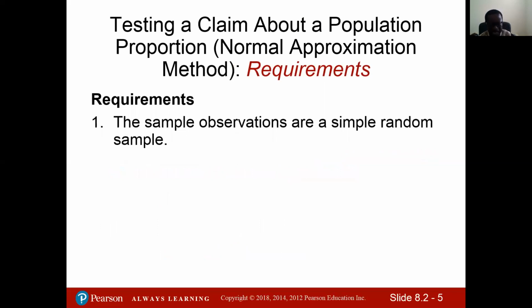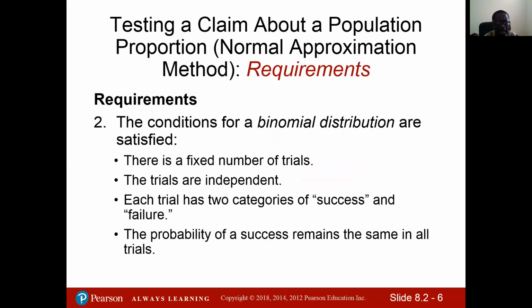What are the requirements? There are 3 requirements, for it's a binomial distribution, and this is an approximation to that. So the sample observations are all simple random. That means every outcome has the same chance of occurring. The second requirement is the conditions of a binomial distribution. Now there is a fixed number of trials. So if your n is like 10 or 20, a fixed number of trials, and all the trials are independent.